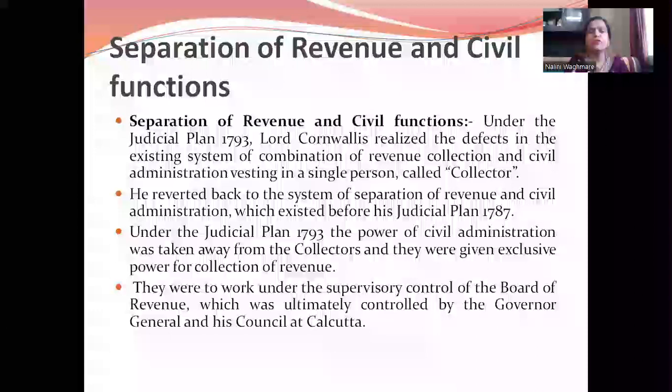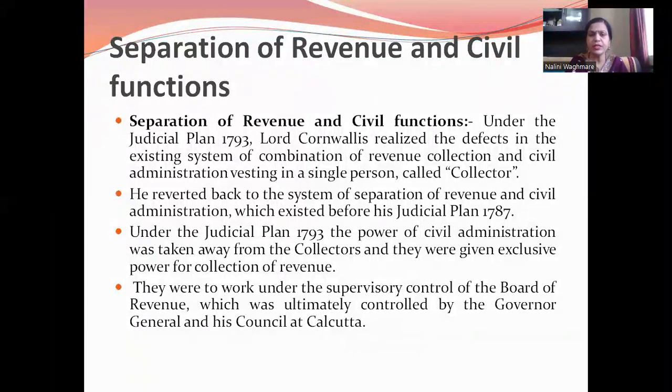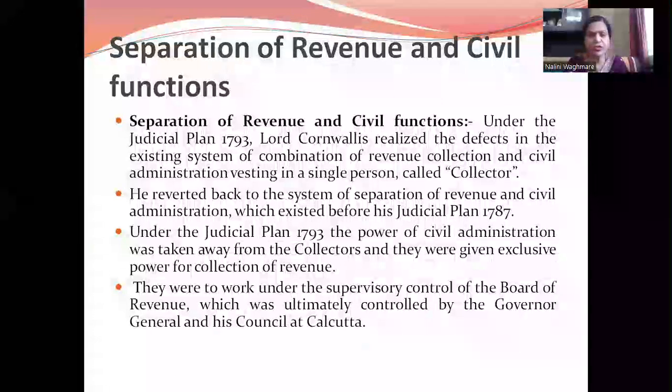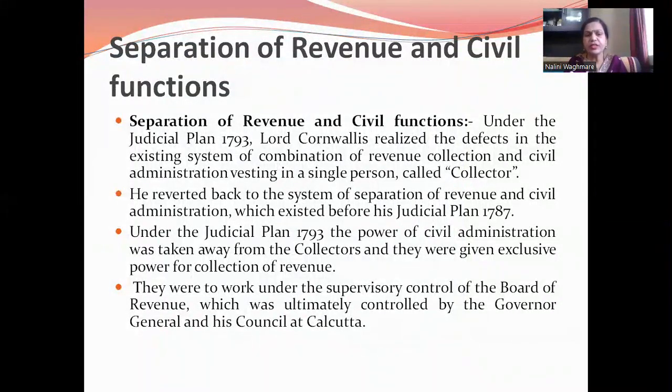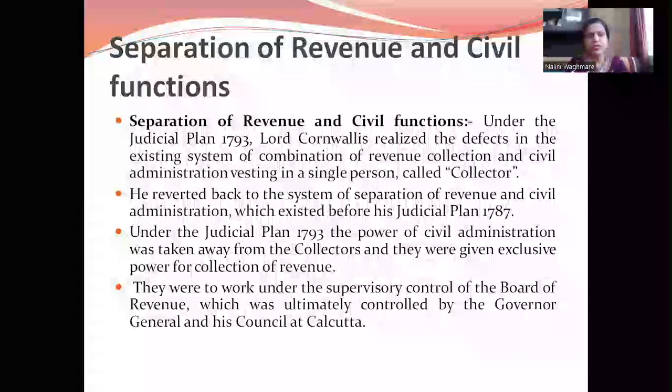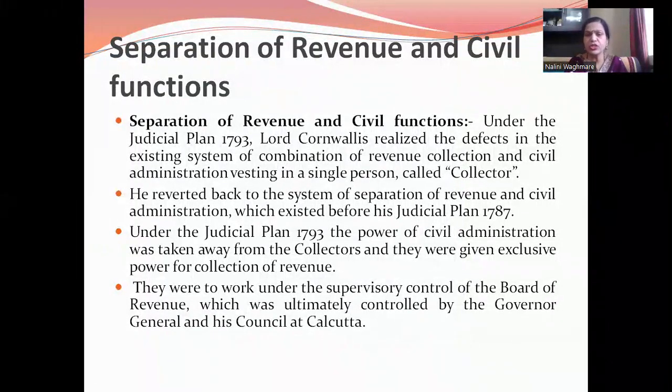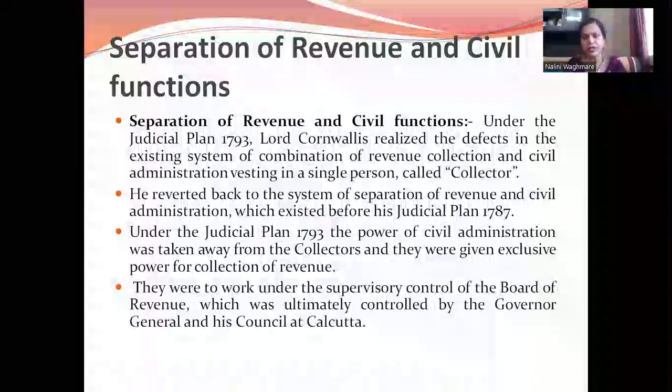First one, separation of revenue and civil functions. What steps were taken by Cornwallis to reform the judiciary system by introducing this act? Under the Judicial Plan of 1793, Lord Cornwallis realized the defects in the existing system of combining revenue collection and civil administration, vested in a single person called the collector. So he reverted to the system of separation of revenue and civil administration, which existed before his Judicial Plan of 1787. Under the Judicial Plan of 1793, the power of civil administration was taken away from the collectors and they were given exclusive power for the collection of revenue.